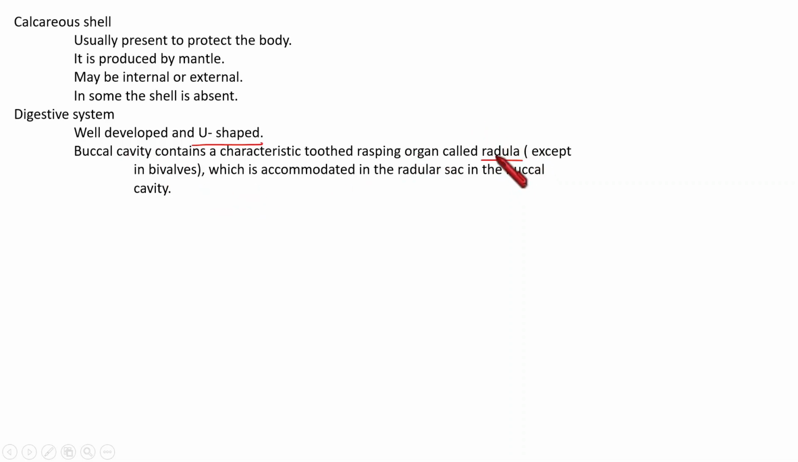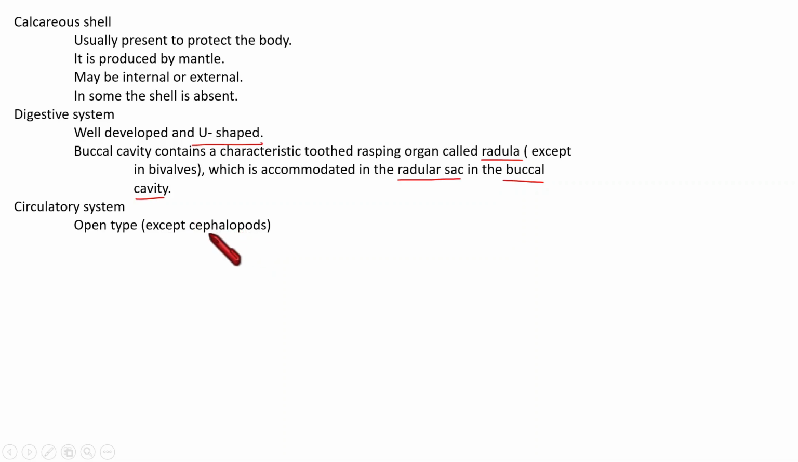And where this radula is present, it is present in a sac called a radular sac and kept inside the buccal cavity. We know that the tongue is located inside the mouth, that is the buccal cavity. So here also like that. Radula is a notable character, and we can locate it inside the buccal cavity, placed inside the radular sac. Circulatory system is open type, there are no closed blood vessels.